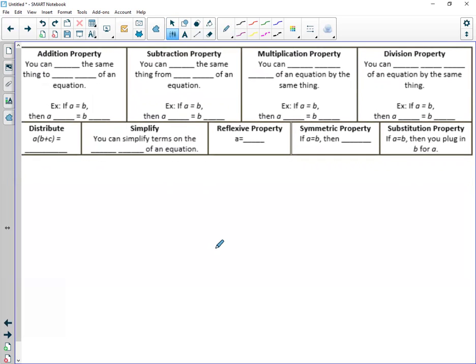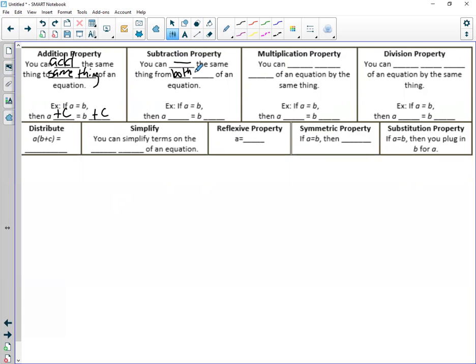All right. The addition property means that you can add the same thing to each side of an equation. If I have two things that are already equal, and I add the same thing to both sides of an equation, I am able to do that. So I'm going to put plus c and plus c. If I add the same thing to both sides of an equation, that means that everything is good.